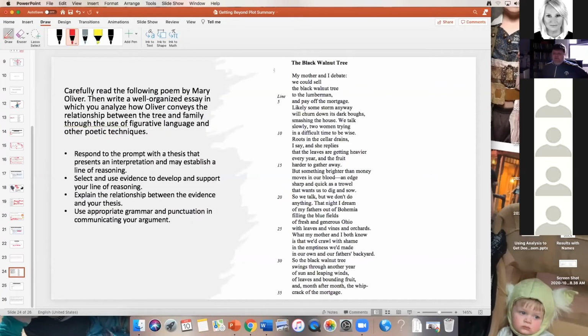Okay, let's spend a little bit of time practicing on a fresh poem. This is called the Black Walnut, and we'll end hopefully in about 10 minutes. The Black Walnut Tree. It says, carefully read the poem by Mary Oliver, then write a well-organized essay in which you analyze how Oliver conveys the relationship between the tree and family through the use of figurative language and other poetic techniques. So we're looking for the relationship between the tree and the family, okay?